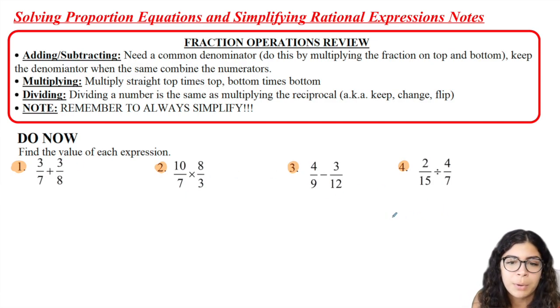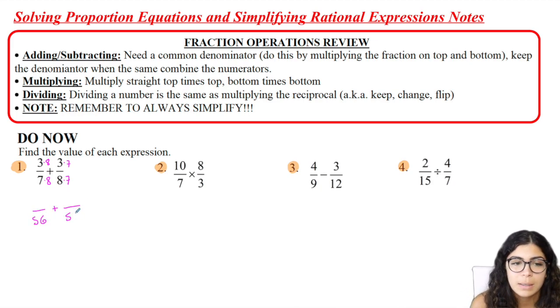So what you want to remember with adding and subtracting fractions is that you need a common denominator. So in order to do this, we're going to multiply the fraction on the top and the bottom so that it is still an equal fraction. And we're going to multiply it by whatever number will make the denominators the same. So for example, in this first example, I can multiply the second fraction by 7 and multiply the first fraction by 8. And that'll make the bottom of both of those fractions 56.